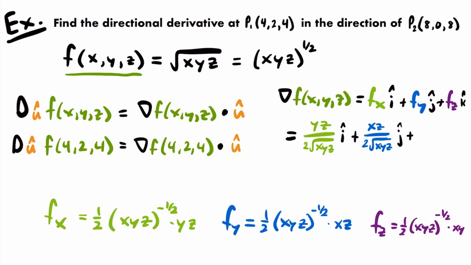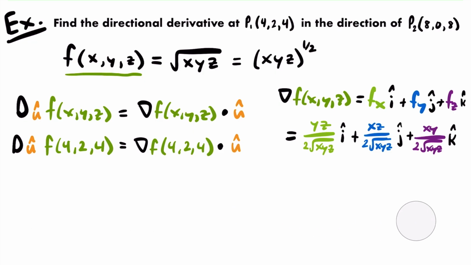xy will be in the numerator, and then move this quantity to the denominator and rewrite it as a square root. So we get x times y divided by 2 square roots of x times y times z, and that's multiplied by k. All right, and so now we have our gradient vector, at least the general gradient vector, in terms of x, y, and z, but we do want to find the specific gradient vector at the point where we want to find the directional derivative, that 4, 2, 4.